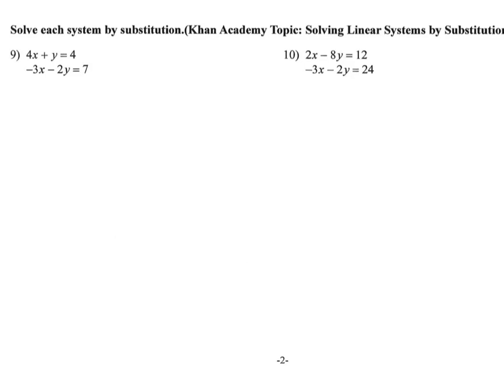Number 9, solve by substitution. So the trick here is to look for the variable that's all by itself. In the first equation, I see that y is all by itself. I'm going to solve for y. I'm going to subtract the 4x from both sides.